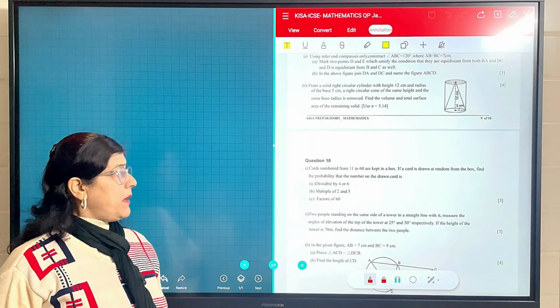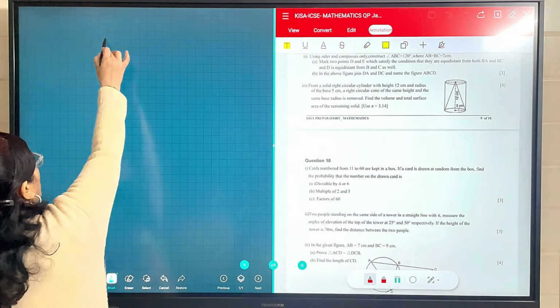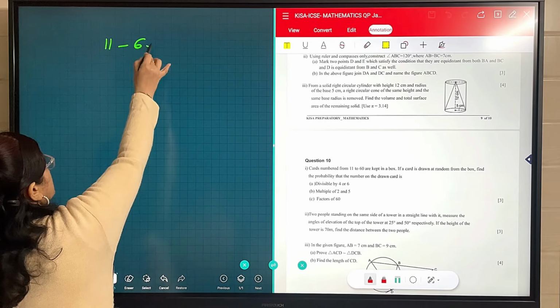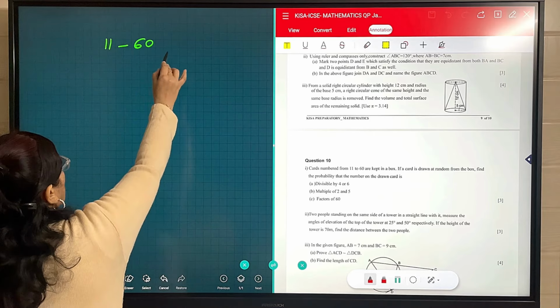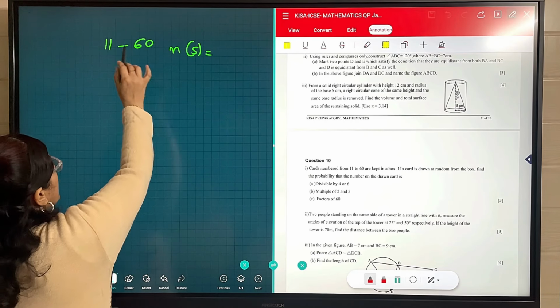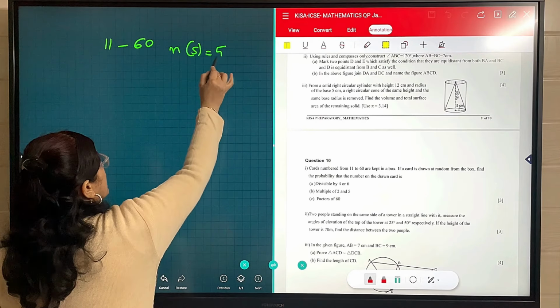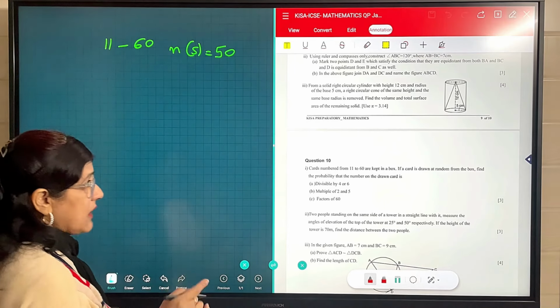Now question number 10, part 1 from probability, cards numbered from 11 to 60. So they are starting from 11 and going till 60. So in the total sample space, how many cards do we have? 11 to 60. We will consider 60 also. So total cards are 50. So total cards we will take as 50.